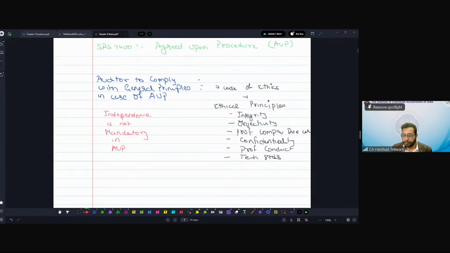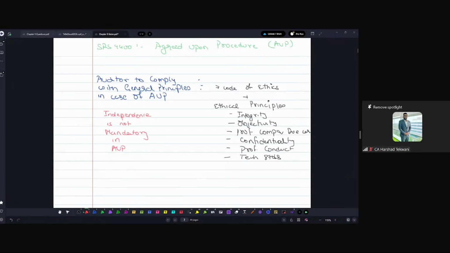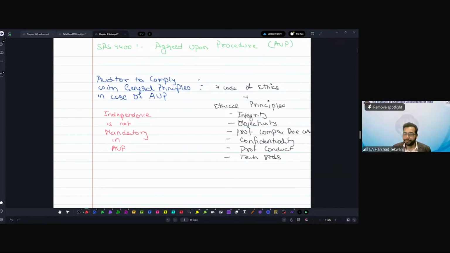Clear with this? Any doubts? So whenever this type of engagement, agreed upon procedures, is there, the auditor or the practitioner has to comply with the ethical principles, but independence is not mandatory in that. Okay.